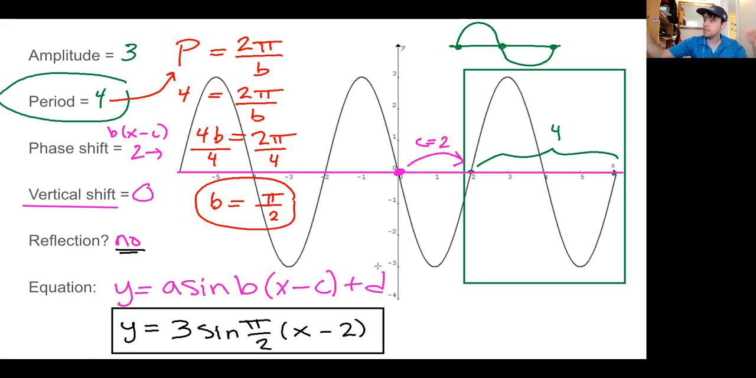Again, it would keep repeating infinitely to the left and to the right. So technically it's the equation for the whole thing, but really it's based on examining this specific cycle of our sine curve here.